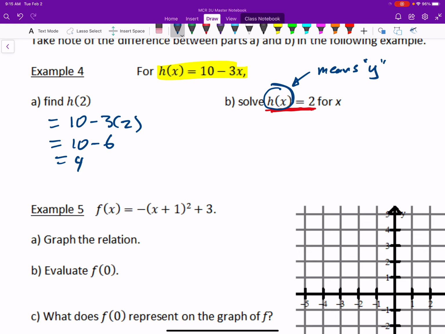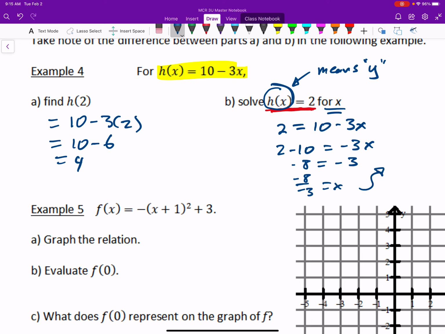So I'm not going to put 2 in for x in this case. I'm going to put 2 in for y. Y, again, is h at x. So I'm going to put the 2 on the left side, and I'm going to solve it for x. I'm going to find what x is. And then I'm going to do my usual math stuff where I just follow order of operations to work out and isolate my variable. I'm going to divide both sides by negative 3, and I'm going to get x equals positive 8 over 3.